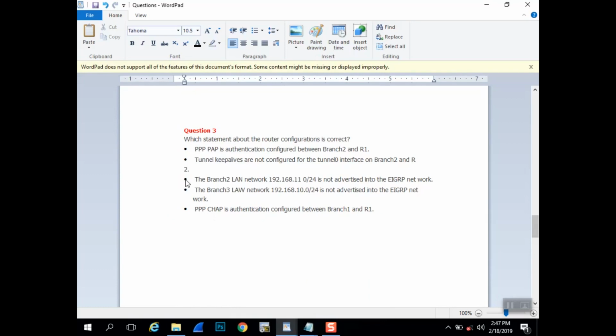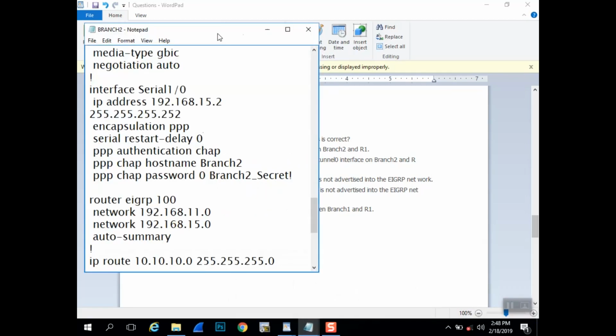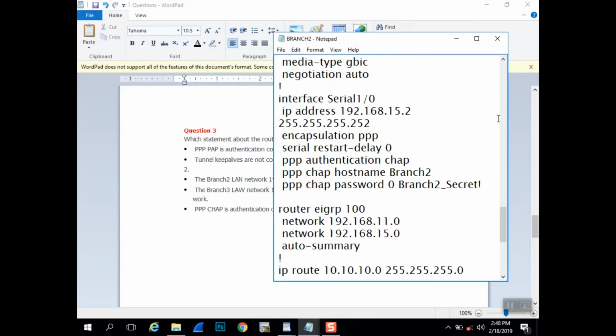So let's go with C. The branch 2 LAN network 192.168.11.0 is not advertised into the EIGRP network. So let's go to branch 2 and check if the network 192.168.11.0 is advertised in the EIGRP network.